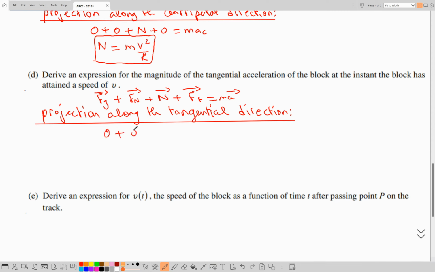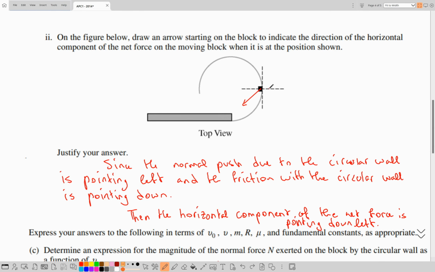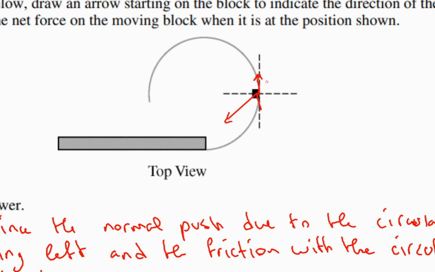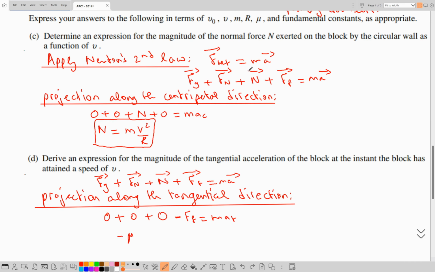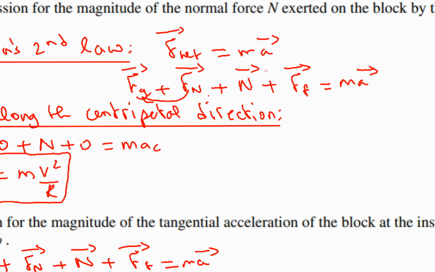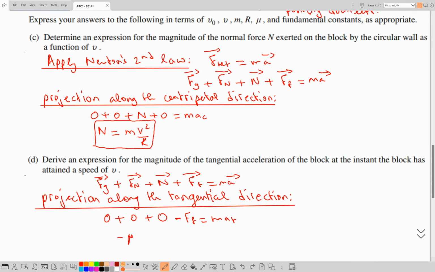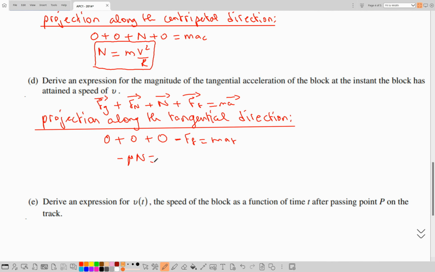And that would be 0 plus 0 plus 0. Now friction acts in a direction opposite to that of motion. If motion is up, then friction is down. For this reason, we need to have a negative sign. Then minus Ff is equal to m a tangential. Now remember, friction is given by the coefficient mu multiplied by the normal push. But remember that here we have two normal pushes. This one is related to the pull of gravity, but we're not going to use it because these are related to each other due to the same surface. And that would be minus mu N is equal to m aT, and we're interested in determining aT.